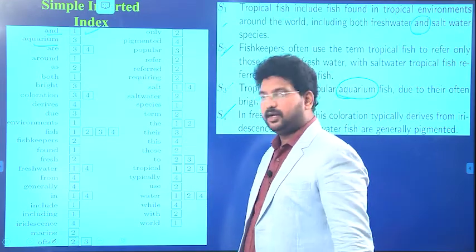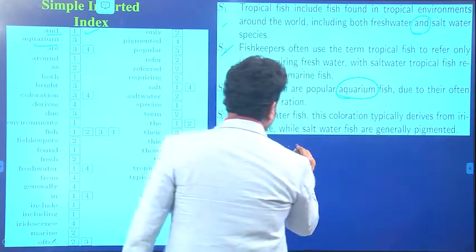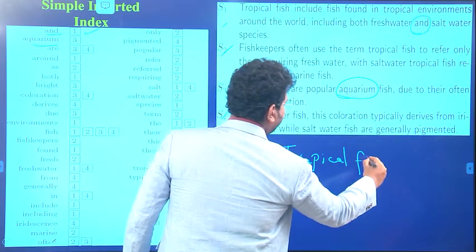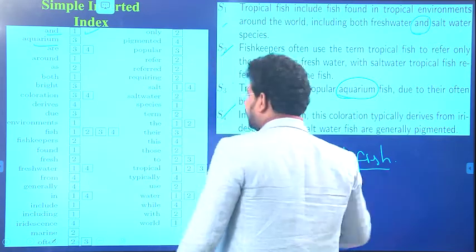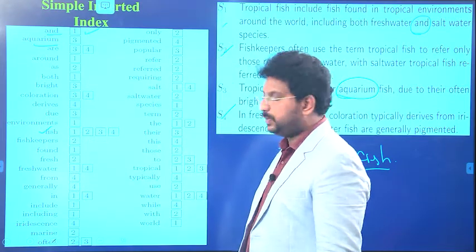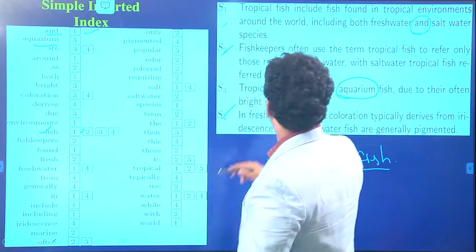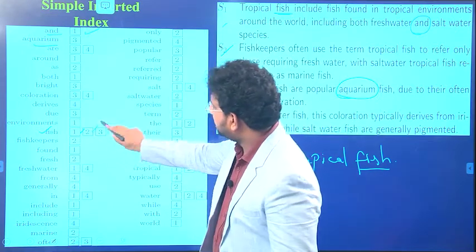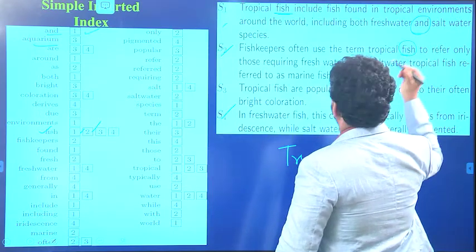Now we will see two particular words: tropical fish. So tropical fish. Now observe fish. So where is the word fish? Yes, here it is, fish. Fish is present in how many documents and what are the document numbers? So 1, the first document. So fish is present in the first document or the first sentence, and it is also available in the second document even. So where is the second document? Yes, in the second document it is also available here.